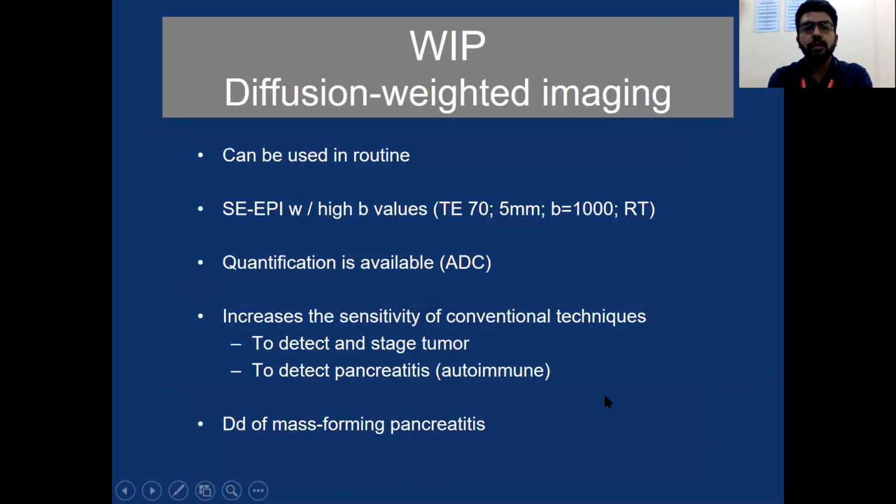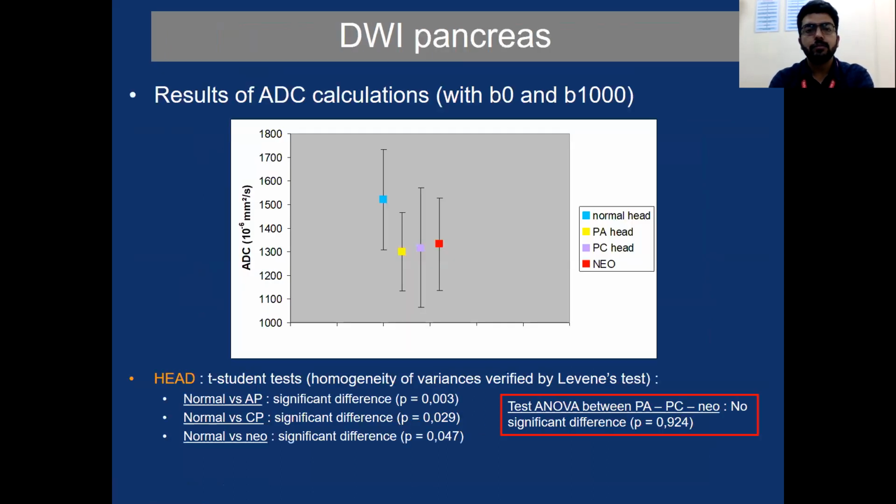So diffusion weighted imaging can be used in routine SE EPI with high B values. Quantification is available, that is ADC, which increases the sensitivity of conventional techniques, and it is used to detect early stage tumor and to detect pancreatitis, which is autoimmune pancreatitis. Then differential diagnosis of mass forming pancreatitis.